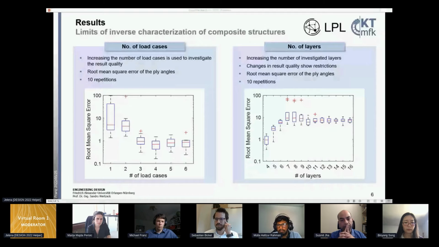The second study increased the number of layers to be characterized. Therefore, more unknown parameters are included into the solution. The root mean square error shows the increase till 7 layers and then stagnates. The error values are lying between 5 to 10 degrees, which is rather high and not acceptable.